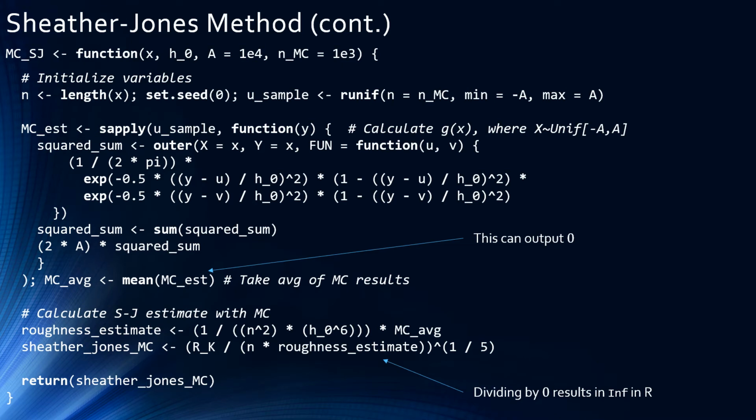And looking here, we see the function for Monte Carlo. And so we see this outer function here, which applies this L double prime times L double prime for xi, xj, and it later takes the sum of all those terms in the matrix, after applying the function to the ij terms, and it takes the average, right? But the issue is that this output here could actually become 0, and Sheather-Jones, when you get that calculation, you're dividing by 0 in R, and the result could be infinity.